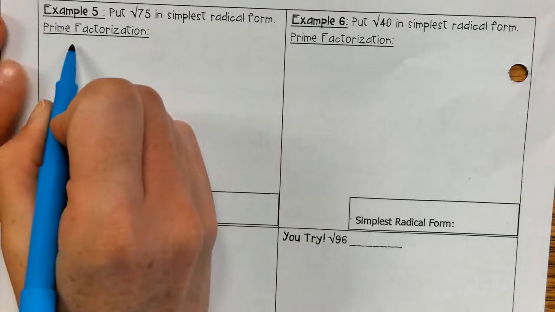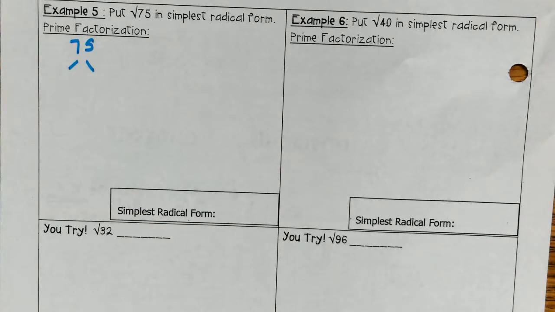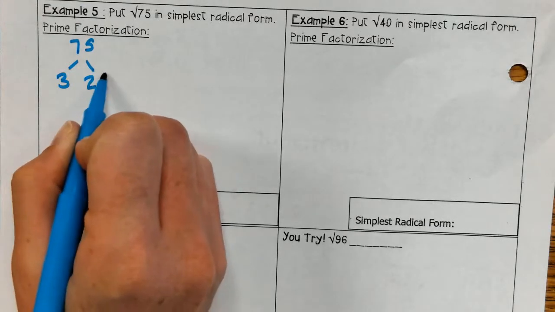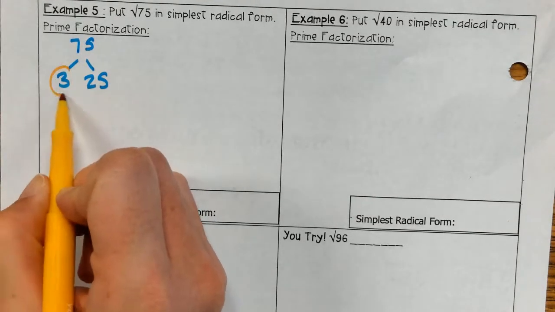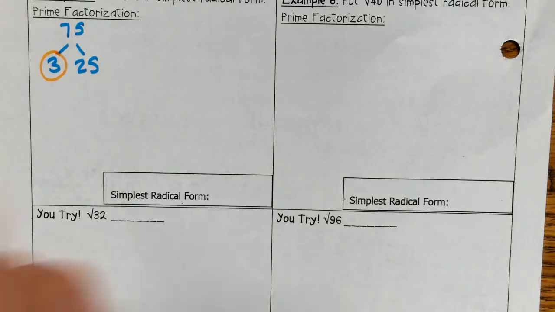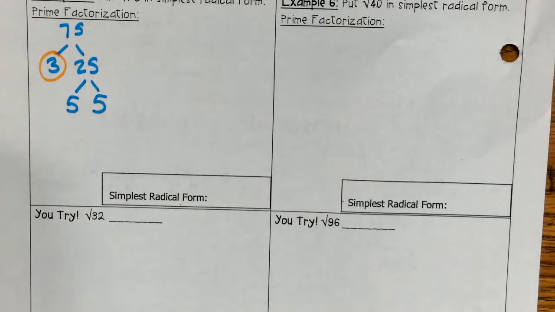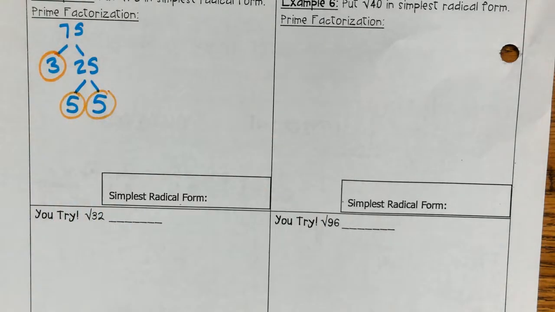So first I'm going to write that number inside the square root, because that's what I need to find the prime factorization of. In order to find all the prime numbers that multiply to 75, we're just going to start with one factor. And I know that 3 times 25 equals 75. 3 is a prime number, 25 is not. But 5 times 5 is 25, and 5 is prime, and the other 5 is prime.